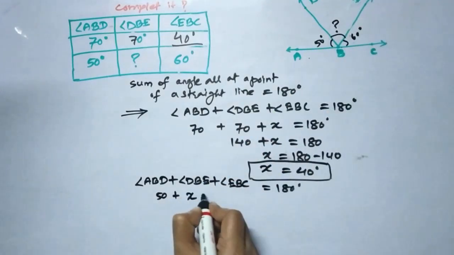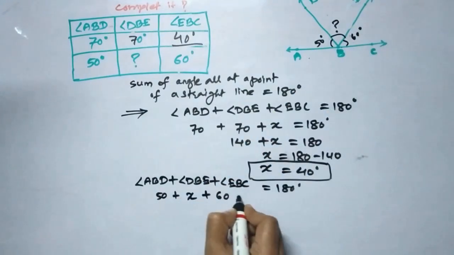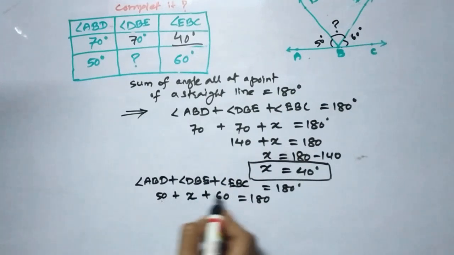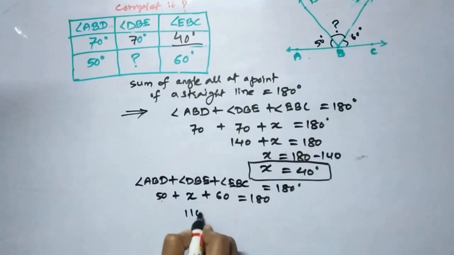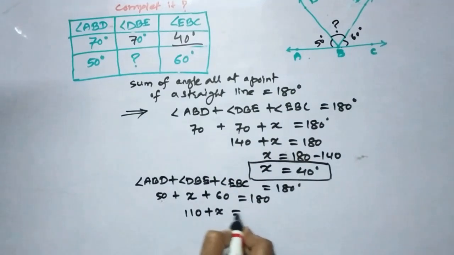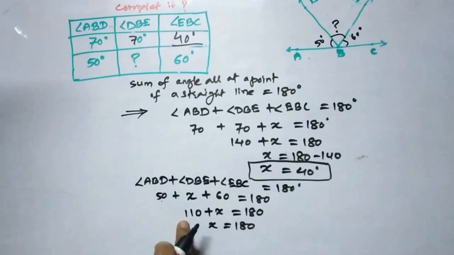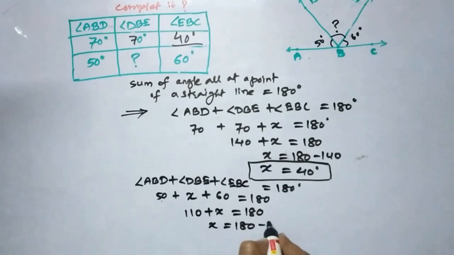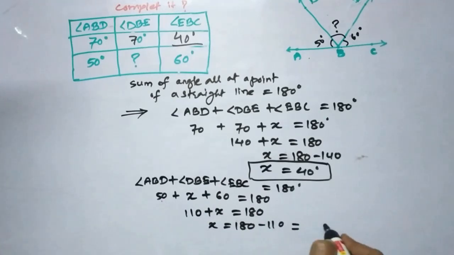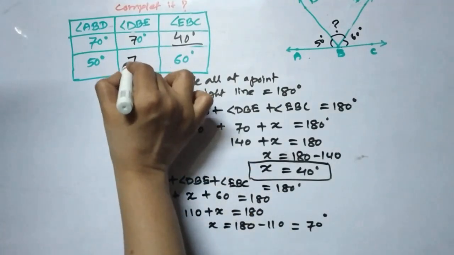Now ABD we have as 50 degrees, and we need to find out DBE. So we'll keep it as x, it is 60, it is 180. So 50 plus 60 friends, it is 110 plus x. So x is equal to 180 minus 110. So friends, you will get 70 degrees. Means this is 70 degrees.